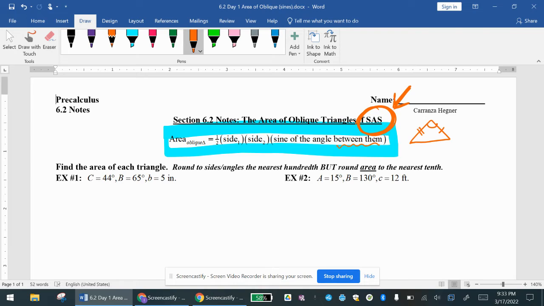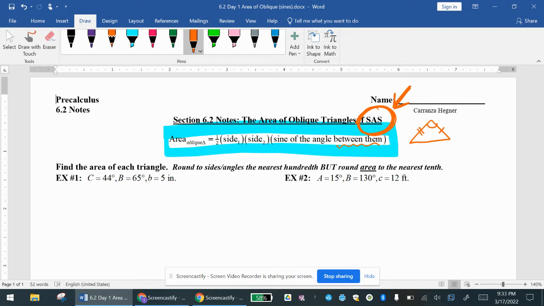So let's get started. It says find the area of each triangle, round sides and angles to the nearest hundredth, but round area to the nearest tenth. Quick reminder that the units for sides are going to be given. If you look at example 1, they're telling you that they're measuring in inches. Example 2, measuring in feet. So when you find the area of example number 1, you're going to put your units as inches squared. And when you find the area for triangle number 2, you're going to put your units as feet squared.